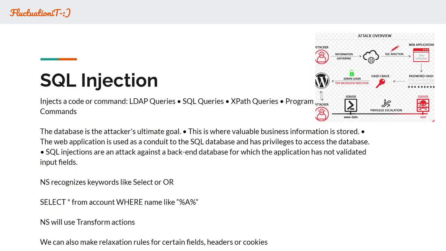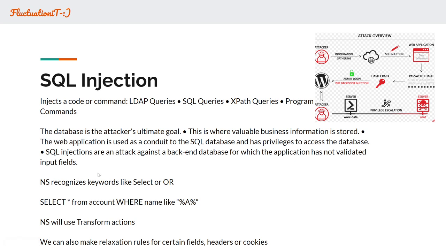The second one is SQL injection. SQL injection will inject a code or command, LDAP query, SQL query, XPath query, or program command. The database is the attacker's ultimate goal. This is where valuable business information is stored. The web application is used as a conduit to the SQL database and has privilege to access the database. SQL injection is an attack against a backend database for which the application has not validated input fields. This is a big problem.